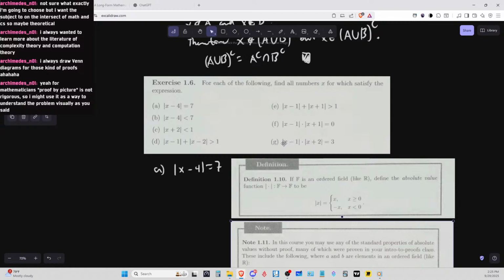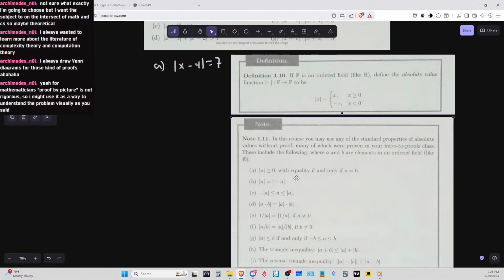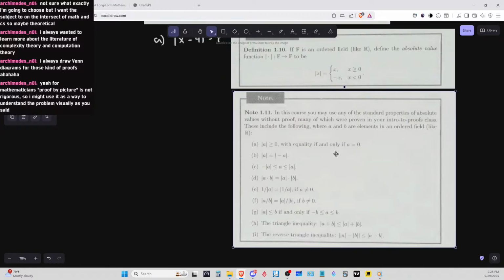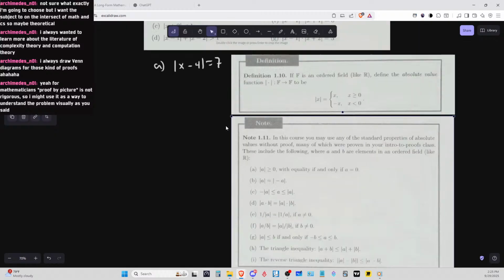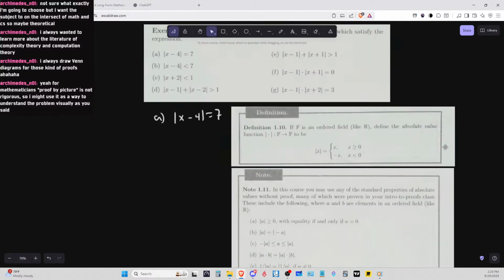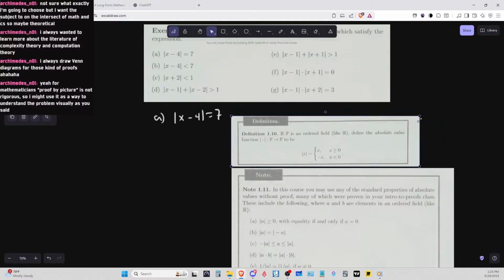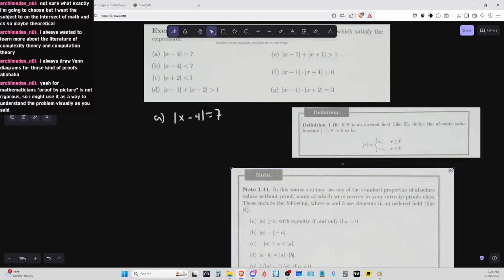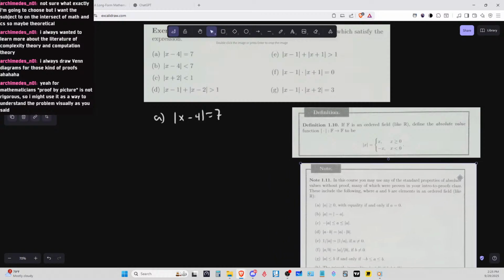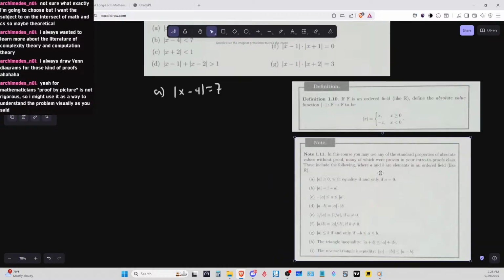Yeah, for mathematicians, proof by pictures is not rigorous, so I might use it as a way to understand the problem visually, as you said. Yeah, I think visuals are always great, especially for people that are not into the rigorous approach. For me it feels like it takes a lot of time, but I understand why mathematicians do it, so they don't waste too much time. They basically just get the details done, and that's probably good enough for them to have all the details laid out, so they don't have to worry about missing a beat with the explanation and the logic.